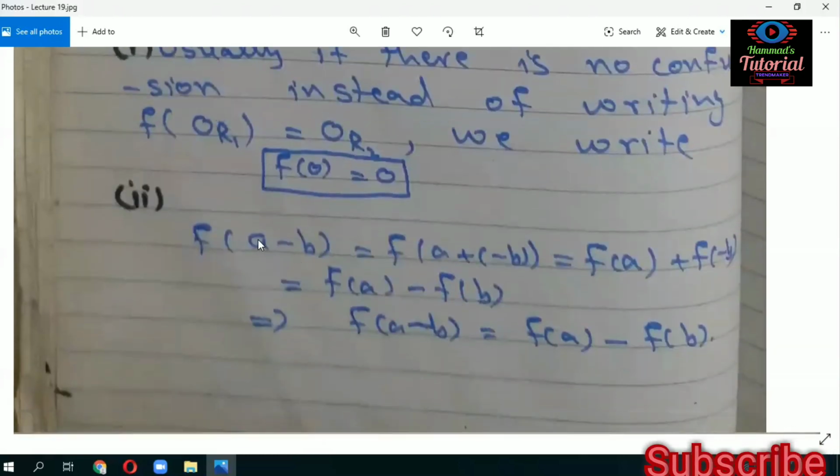Similarly, f of a minus b can be written as f of a plus minus b. Now as f is a homomorphism and it preserves addition, f of a plus minus b will be equal to f of a plus f of minus b. Now by using the previous result, f of minus b is equal to minus f of b. So f of a minus b is equal to f of a minus f of b, and this is what we have just proved.